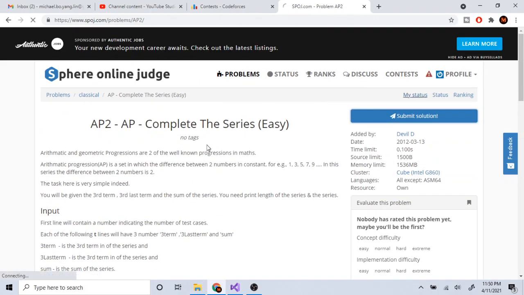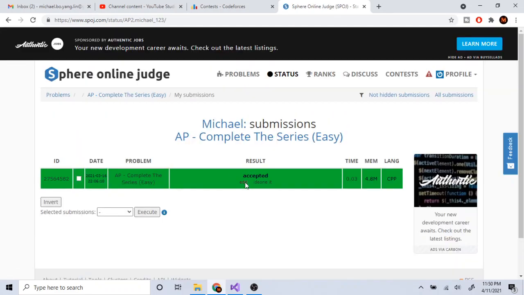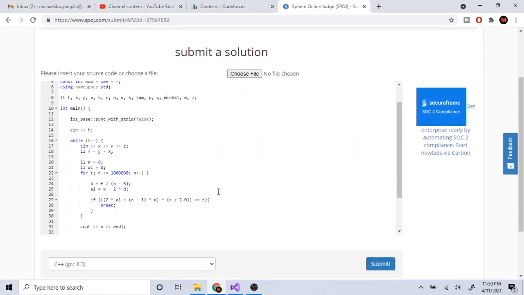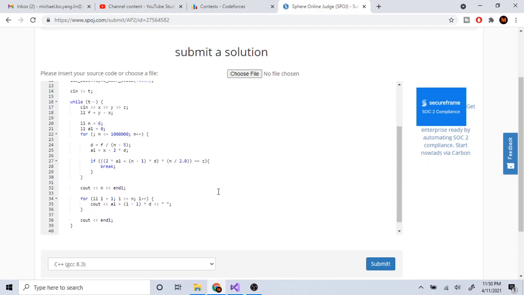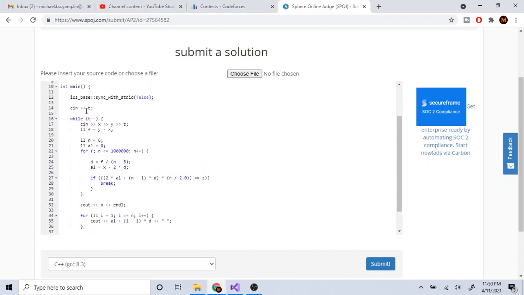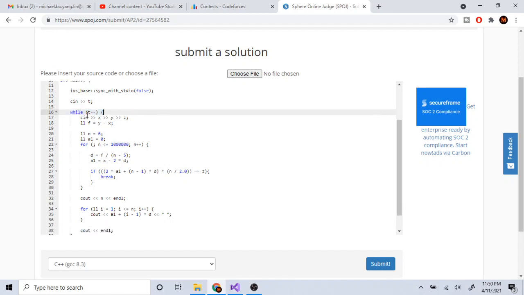All right, so I'm just going to explain my solution because I kind of got AC'd in the first half, so it's not that difficult. Yeah, I just brute forced. Here I read in the number of test cases, and I did T minus minus. So here I'm going to read in X, Y, and Z. So X is the third term, Y is the third to last, Z is the total sum, right?